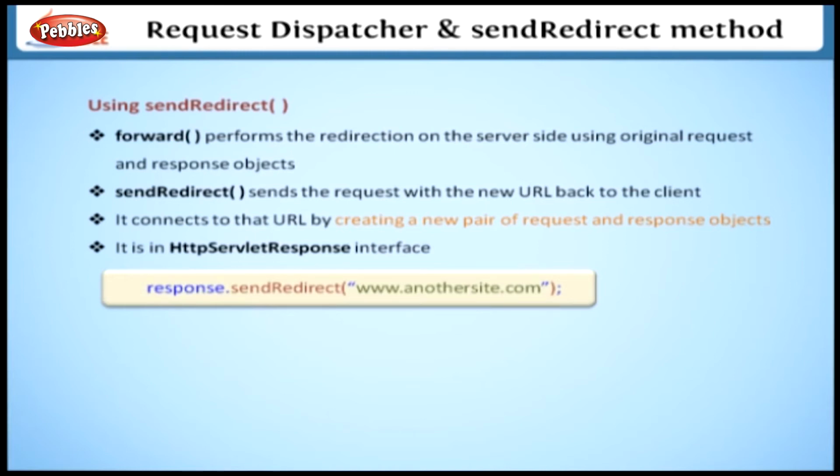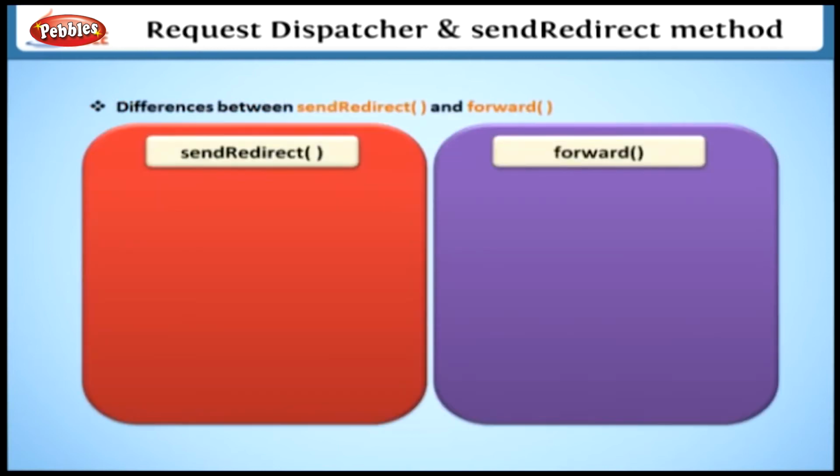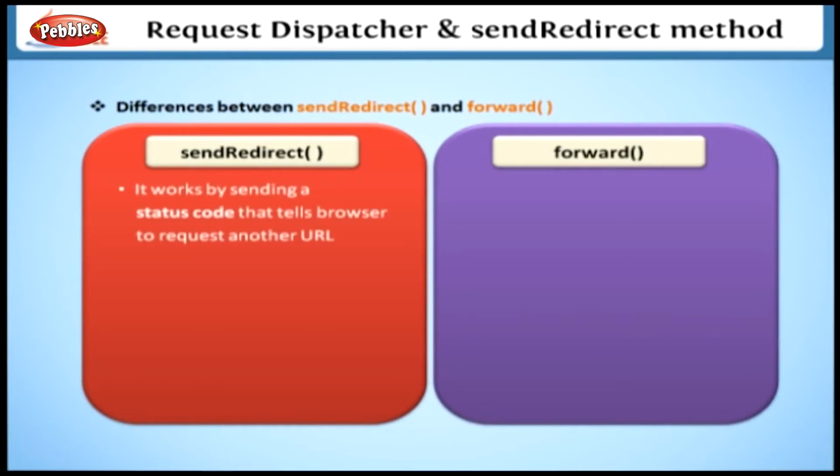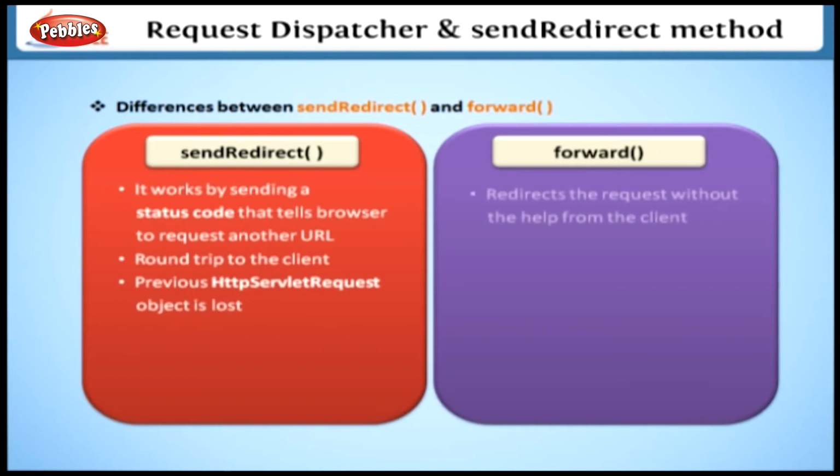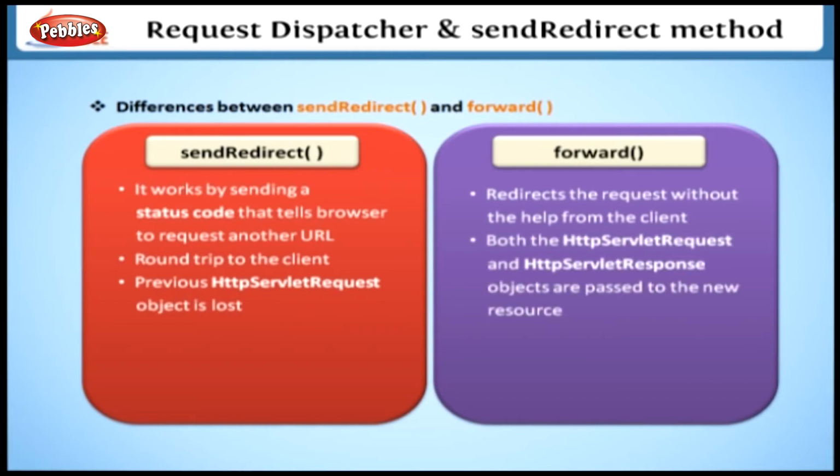As a summary of our discussion, we will see the difference between the sendRedirect and forward methods. The sendRedirect method works by sending a status code that tells the browser to request another URL. This clearly shows that there is always a round trip to the client side. In addition to this, the previous HttpServletRequest object is lost. The forward method, on the other hand, redirects the request without the help of the client's browser. Both the HttpServletRequest object and the HttpServletResponse object are passed to the new resource.